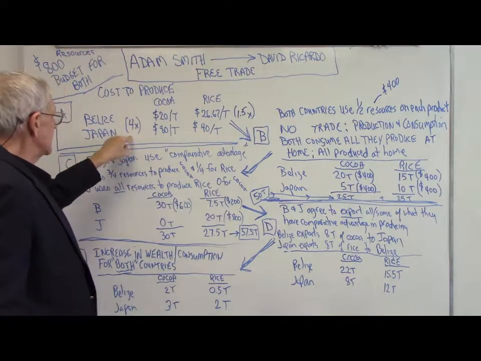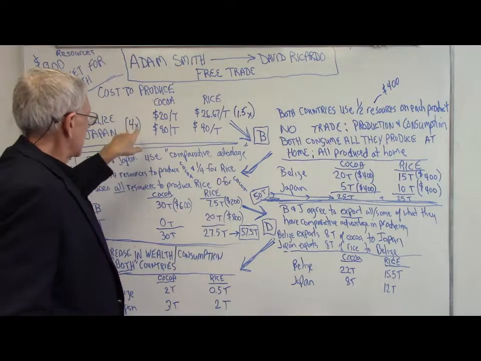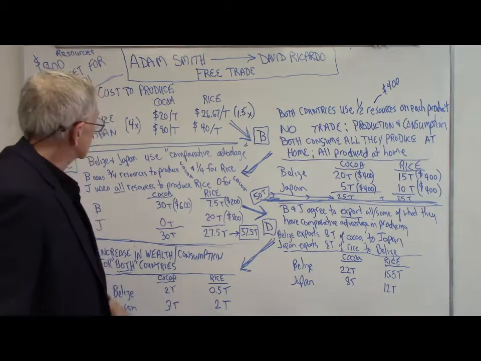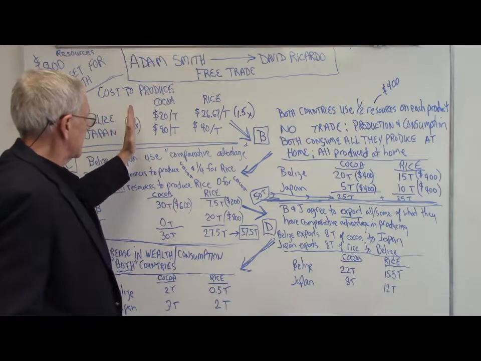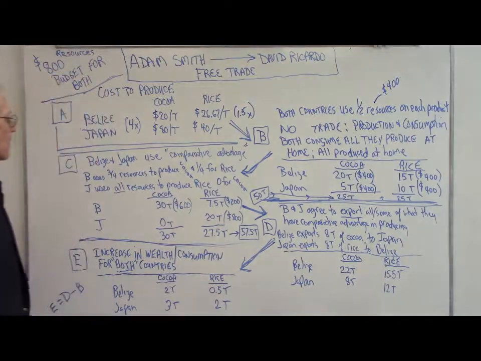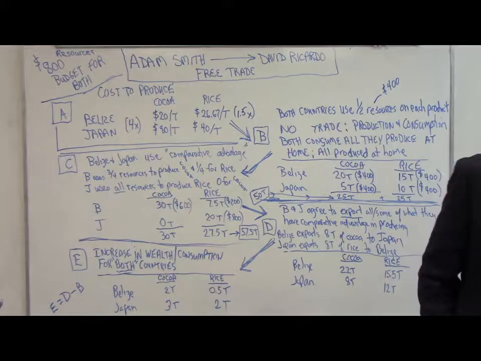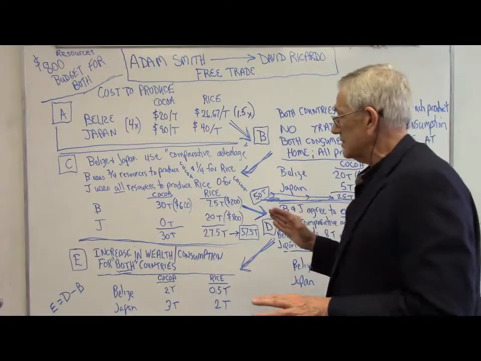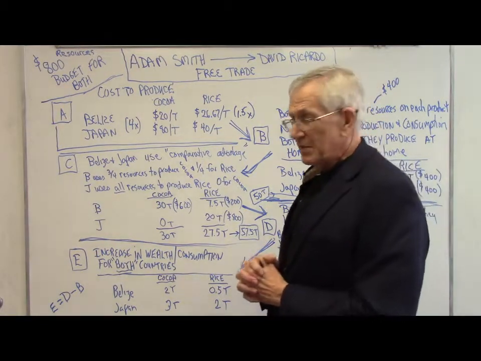Since Belize is 4 times as efficient on cocoa as Japan, but only 1.5 times more efficient in producing rice, this is where its comparative advantage is. Its comparative advantage is in cocoa relative to rice. Okay? So they decide to play around with the numbers. I'm not going to go through all that, but they come up with this scenario for trade so that both Belize and Japan will be better off.